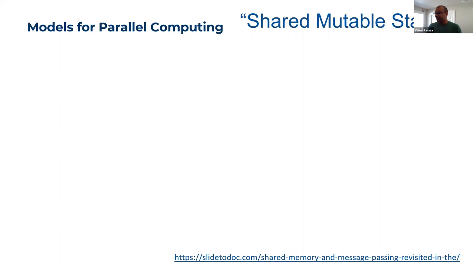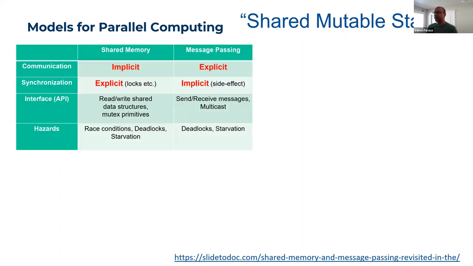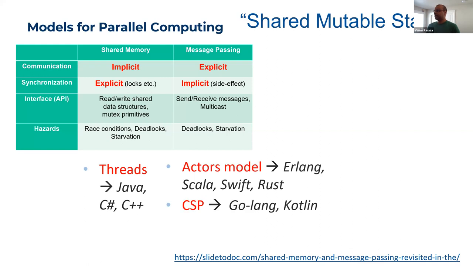Yeah, thanks. So in the interest of time, I'll just quickly go through the general material. In parallel computing, we have the shared memory model and the message passing model. In the shared memory model, synchronization is used by blocks, and we use threads and shared memory to communicate. In message passing, we just pass messages. Usually threads are used for shared memory parallelism, and actors and communicating sequential processes, CSP, are very popular models for message passing parallelism.